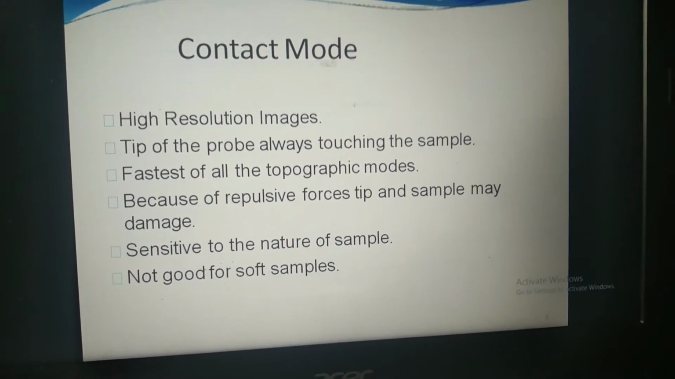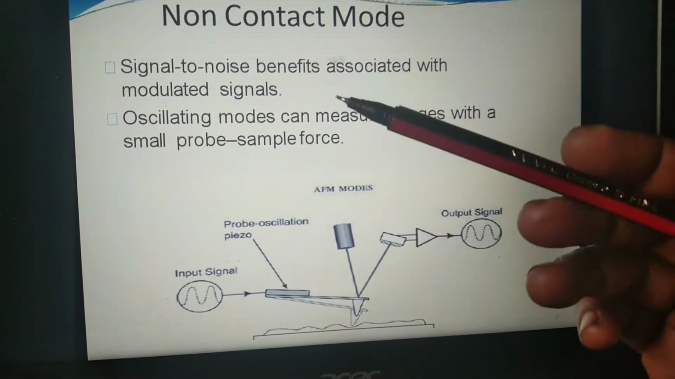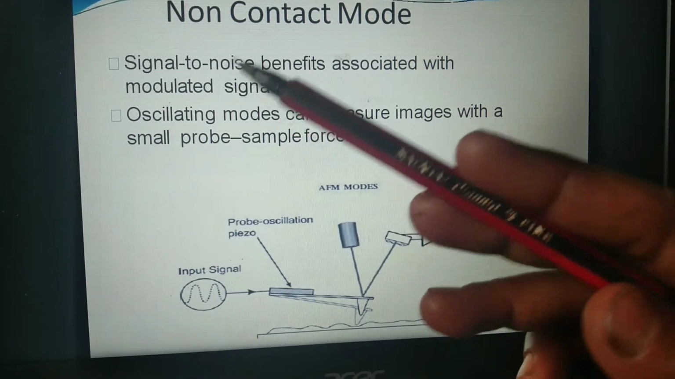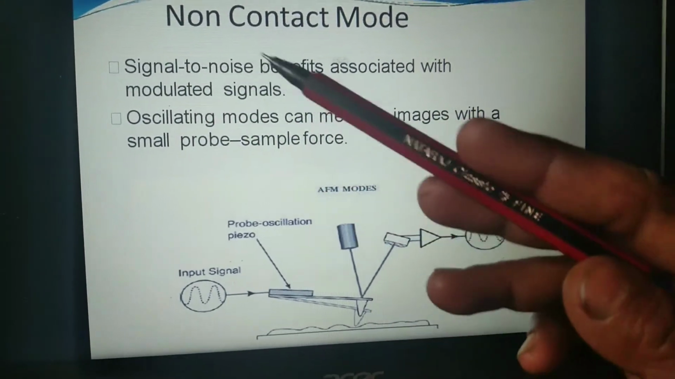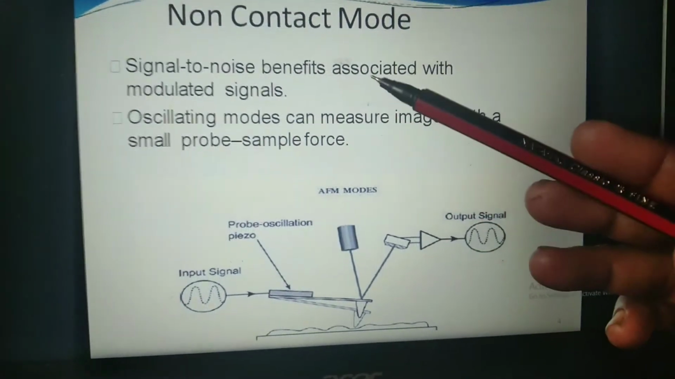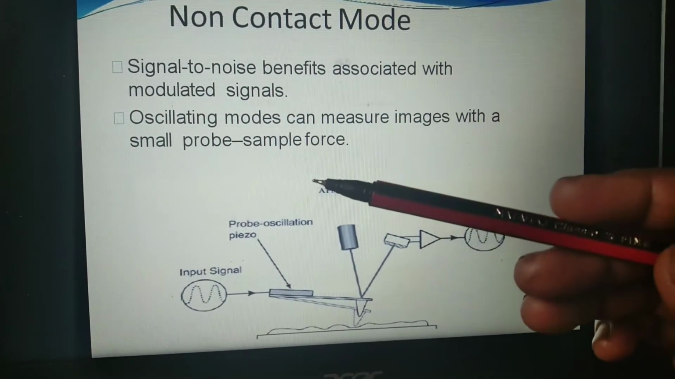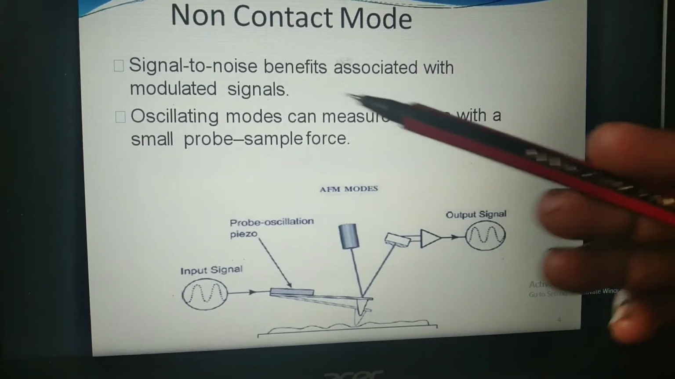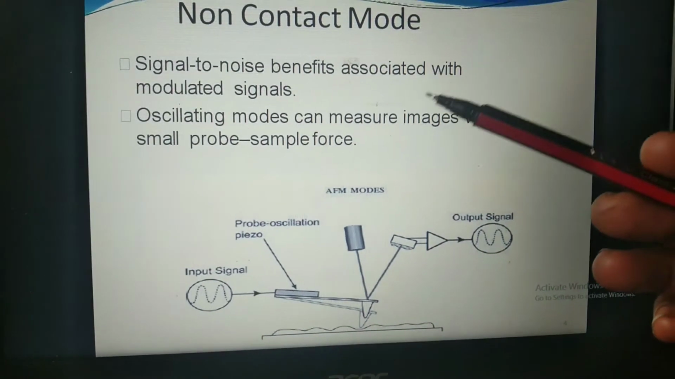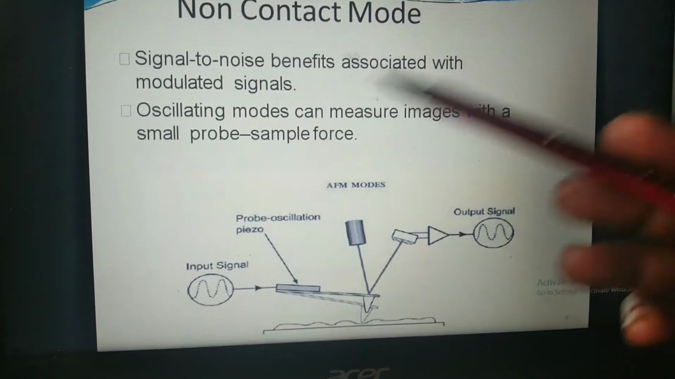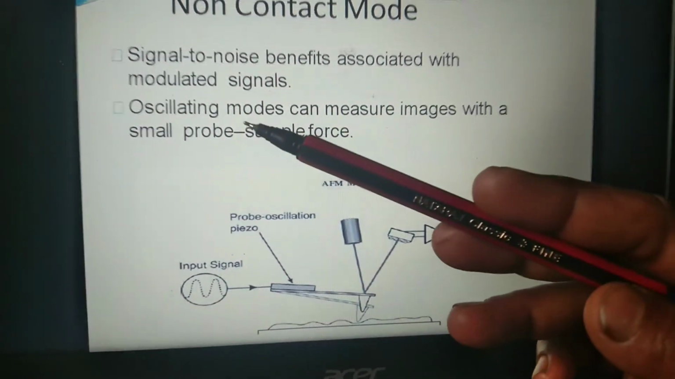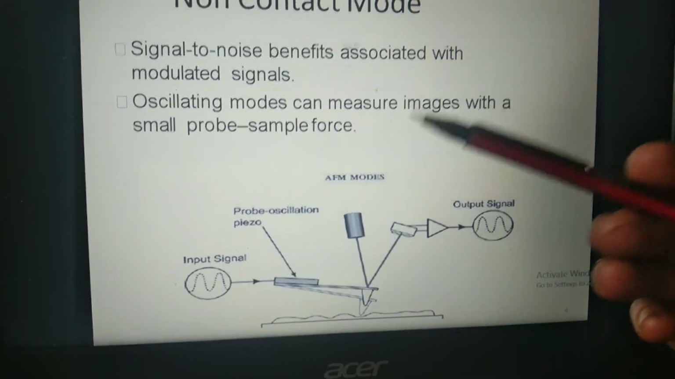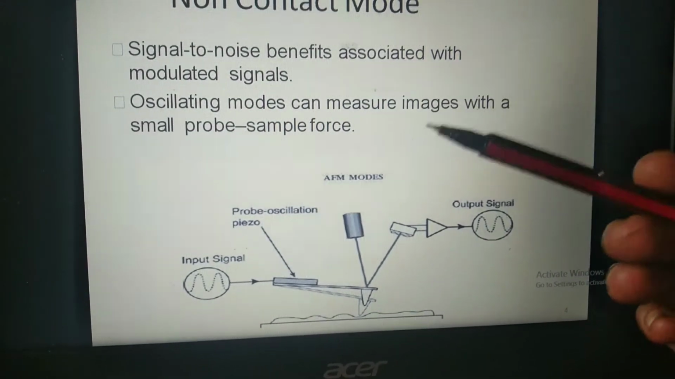Now what happens in the non-contact mode? In this, the signal to noise ratio, meaning there are signals which can have noise also, benefits when associated with modulated signals. And oscillating modes can measure images with a small probe and small force. In this we require small probes at small force.